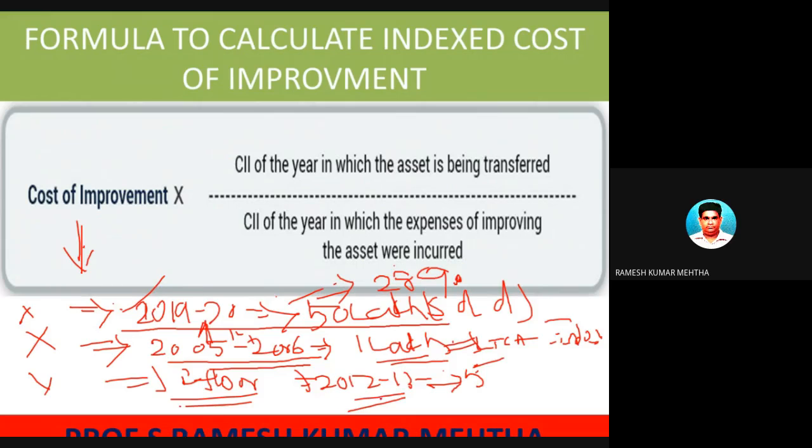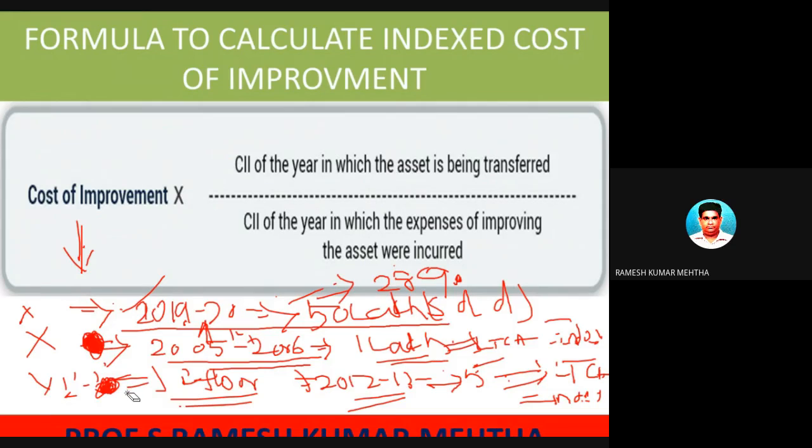2012, 2013, and it was sold in 2019-20. So this is after 7 years. So this is also a long-term capital asset, and indexation has to be done. Now this indexation of 2005, 2006 is called index cost of acquisition or purchase, whereas this one is not index cost of acquisition. This is improvement, index cost of improvement.